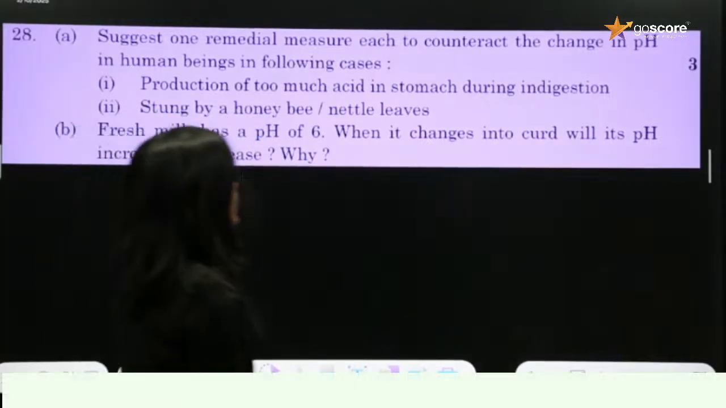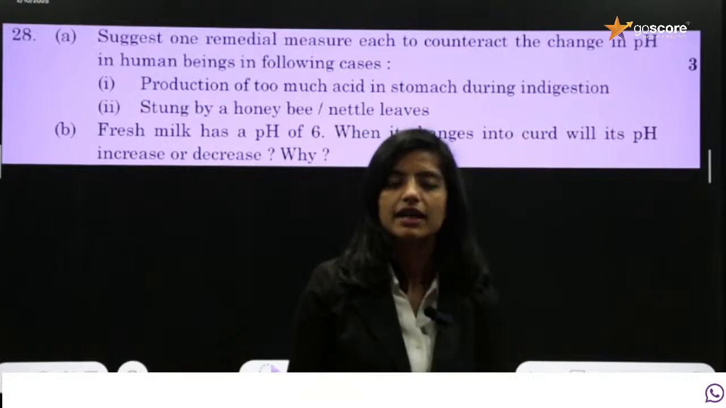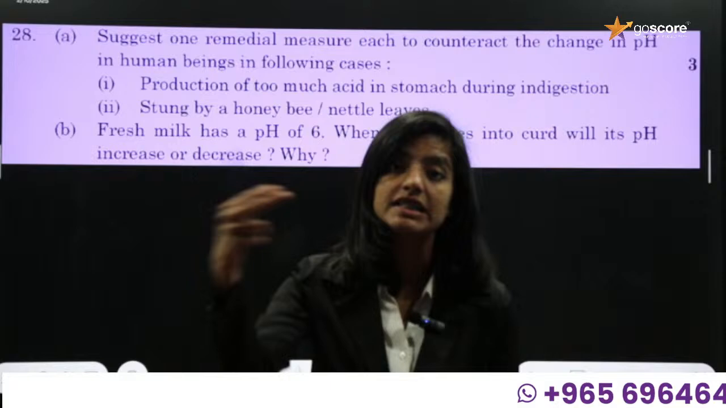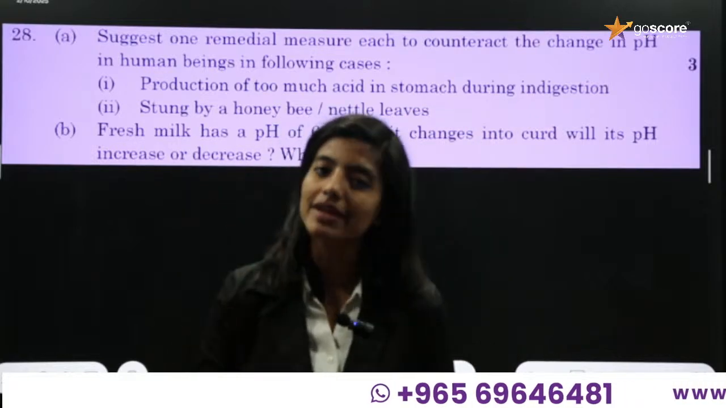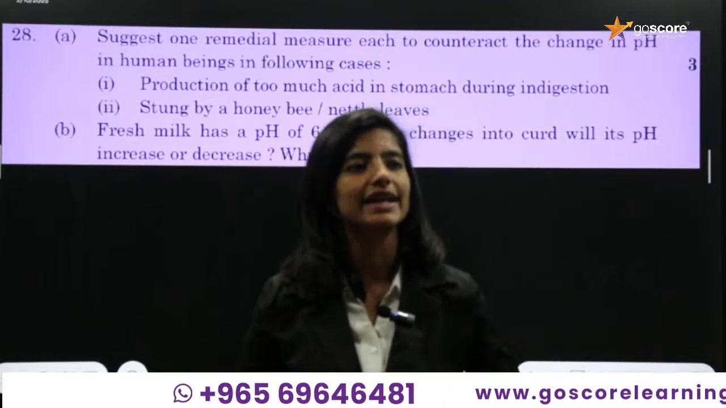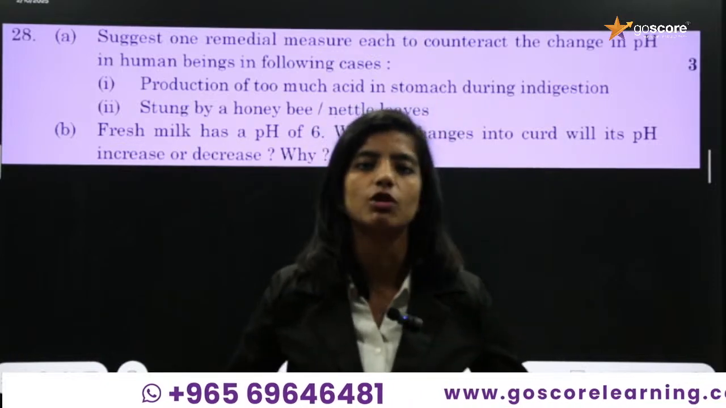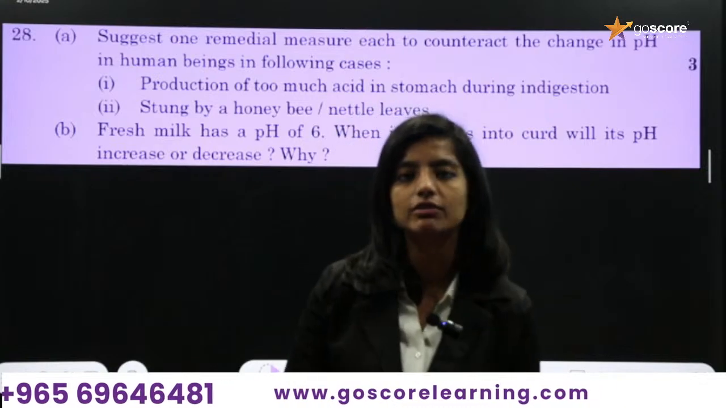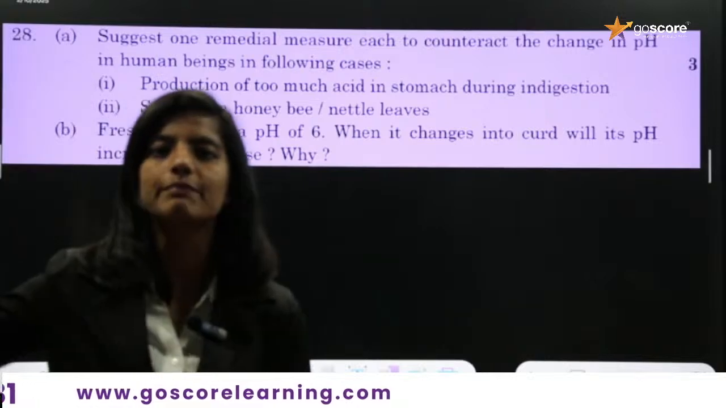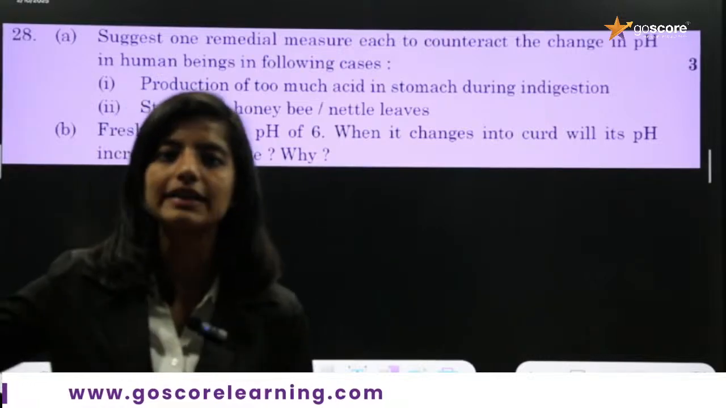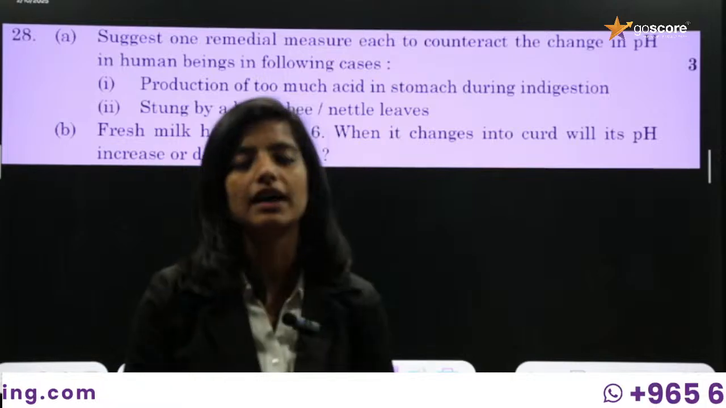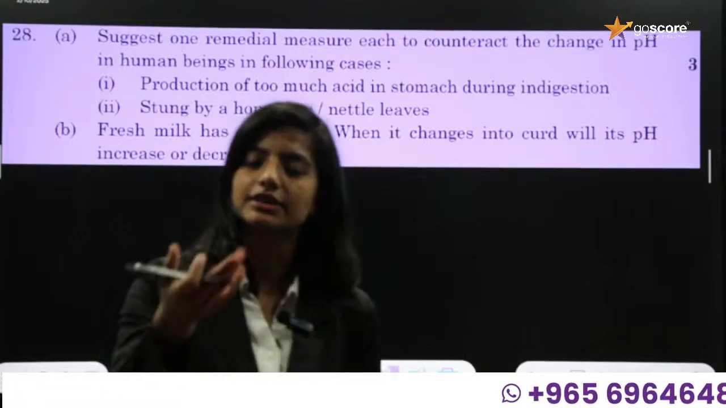Now coming to the second one: stung by honeybee and the nettle leaves. Both of them will be injecting formic acid, or methanoic acid, into the skin. In order to neutralize that, again, we want the base. What is the base that we can use in such conditions? A mild base. Don't use a strong base and burn your hand. Just mild bases, like baking soda. Baking soda is a mild base.